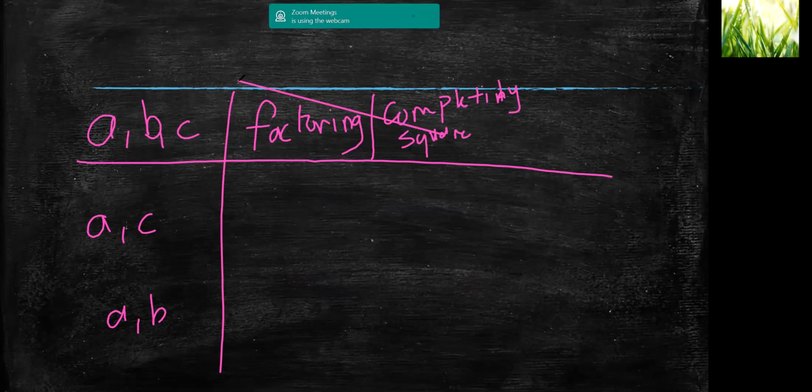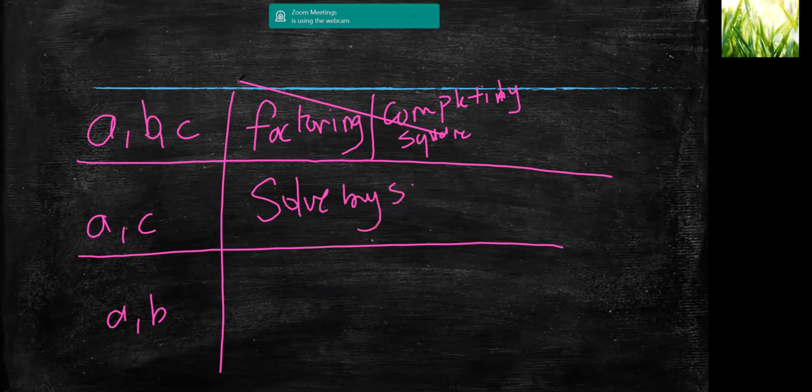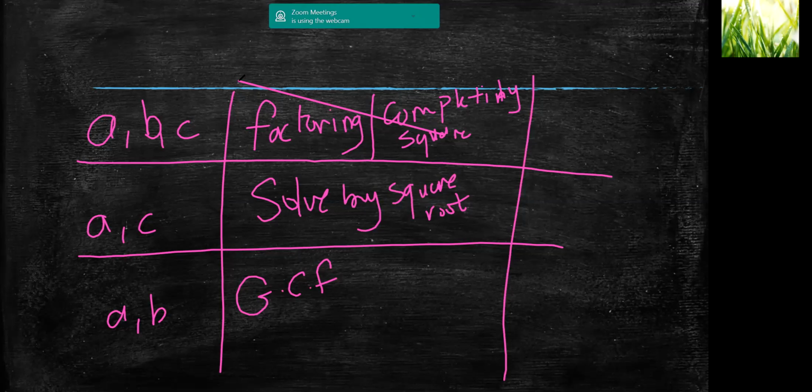And also we say that if we have an A and C, what do we have to do? Solving by square root. Yes. And if there is AB, we say that we use GCF. Now all of them can be worked by the quadratic equation formula. Yes. But sometimes it can be by grouping.